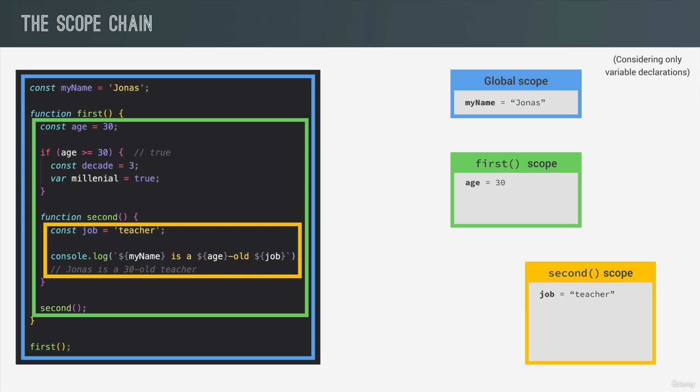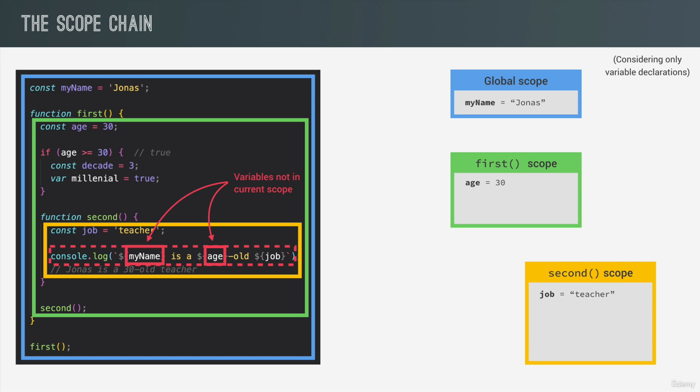So as you see, we have a nested structure of scopes with one scope inside the other. But now comes the actually interesting part, because here in the second function, we have this line of code where we need the myName variable and the age variable, which were both not declared inside the current scope. But we really need these variables here, because otherwise we can't create this string here, right? So how can this be fixed? How will the JavaScript engine know the values of these variables?